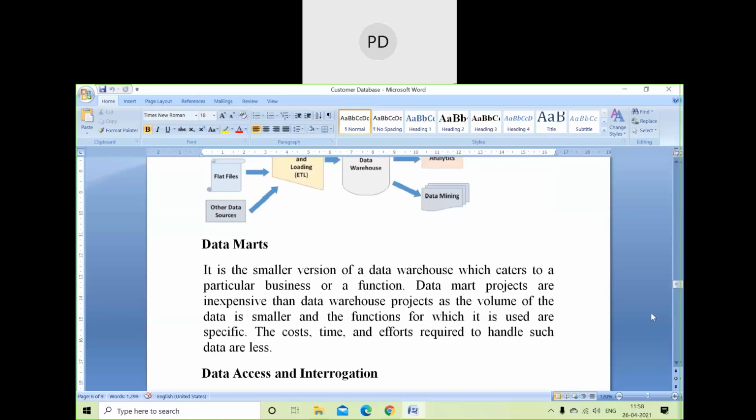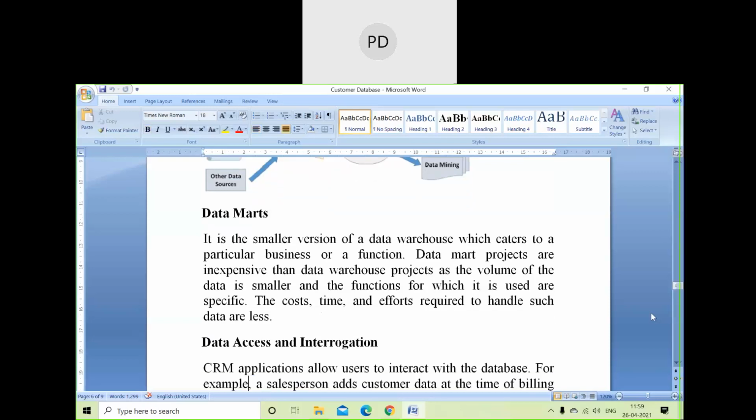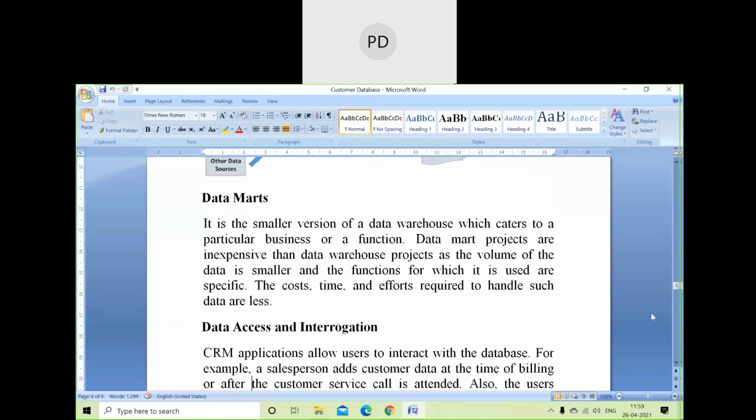So for example, in the data warehouse, all the Apollo's information is there, all the branches of Apollo's information are there. In the data mart only the Apollo which is there in Chennai, that information is only there. So basically the specific information of a particular place or an organization would be there in the data mart. That is the only difference. Now, I might ask you, what is the difference between data mart and data warehouse? So you have to write a specific answer for it.